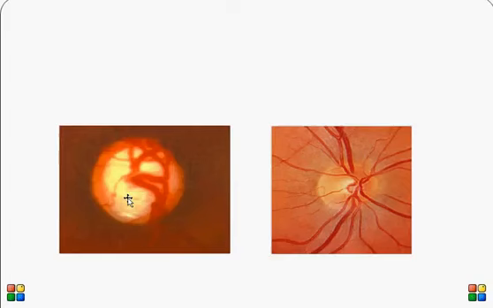So to summarize, glaucoma has got characteristic features of increased intraocular pressure, optic disc cupping, and visual field defects.